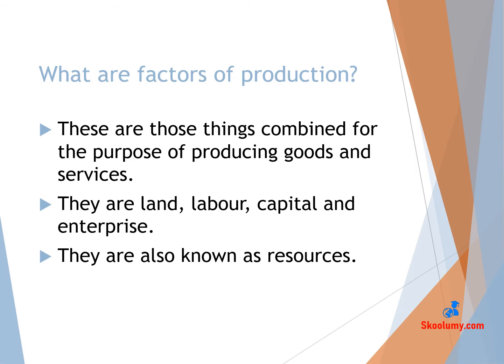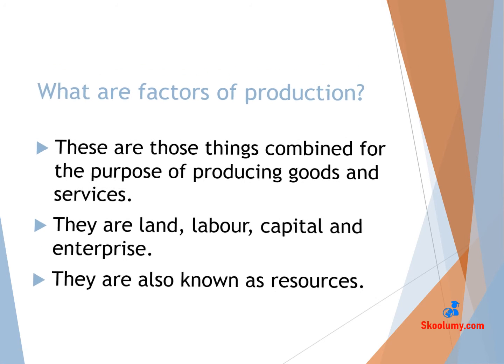What are factors of production? Factors of production are those things that are combined to produce goods and services. They are the inputs in the production process. They are also known as resources. There are 4 factors of production, namely land, labor, capital, and enterprise.